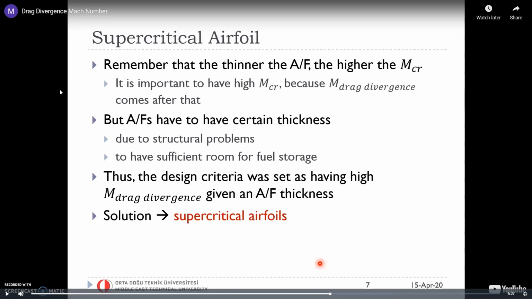The first solution is very straightforward: use a thin airfoil to push the critical Mach number to higher Mach numbers. And the second solution we have seen is what we call the area rule. So area ruling an aircraft indeed helps reduce the maximum drag that occurs near the sonic condition.